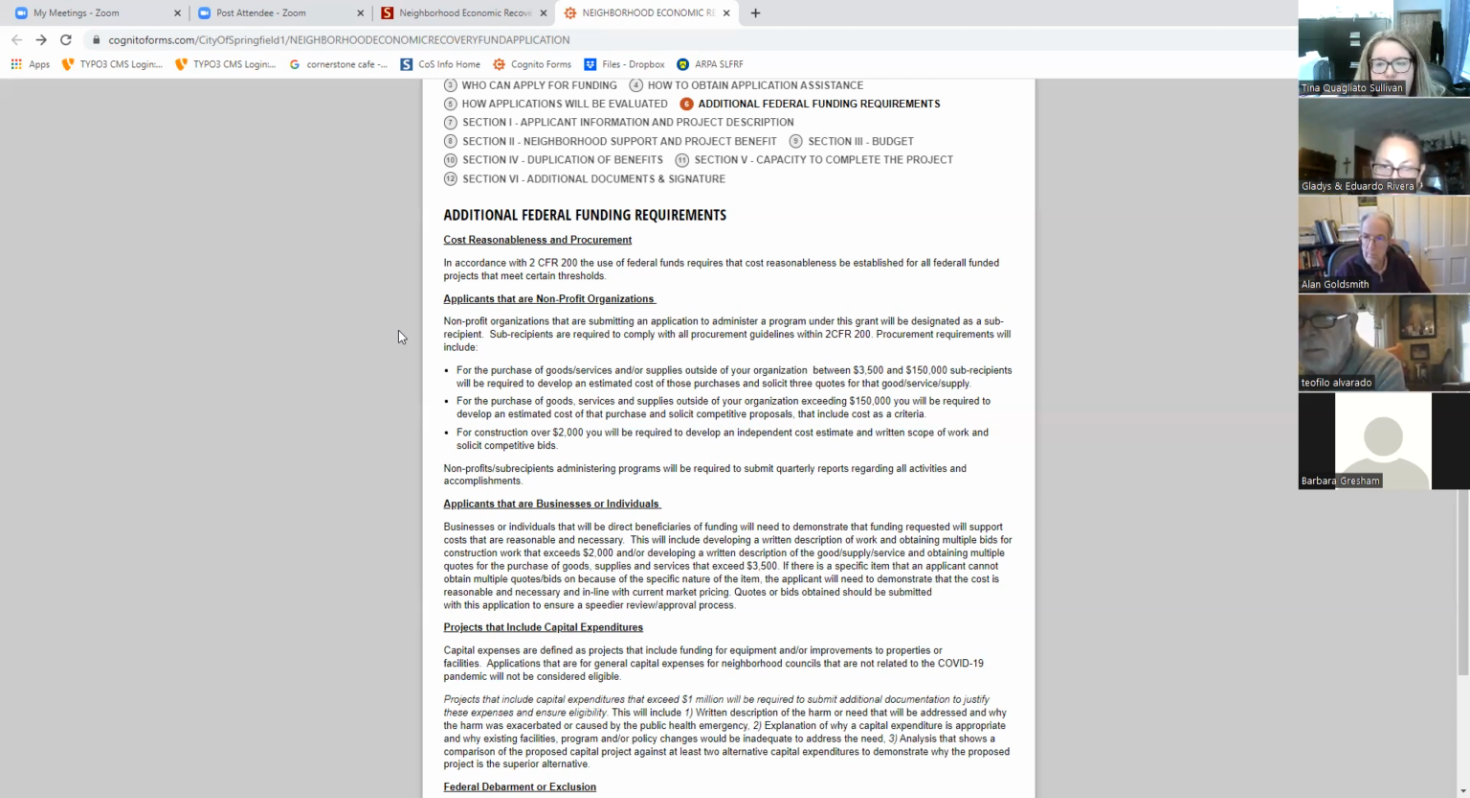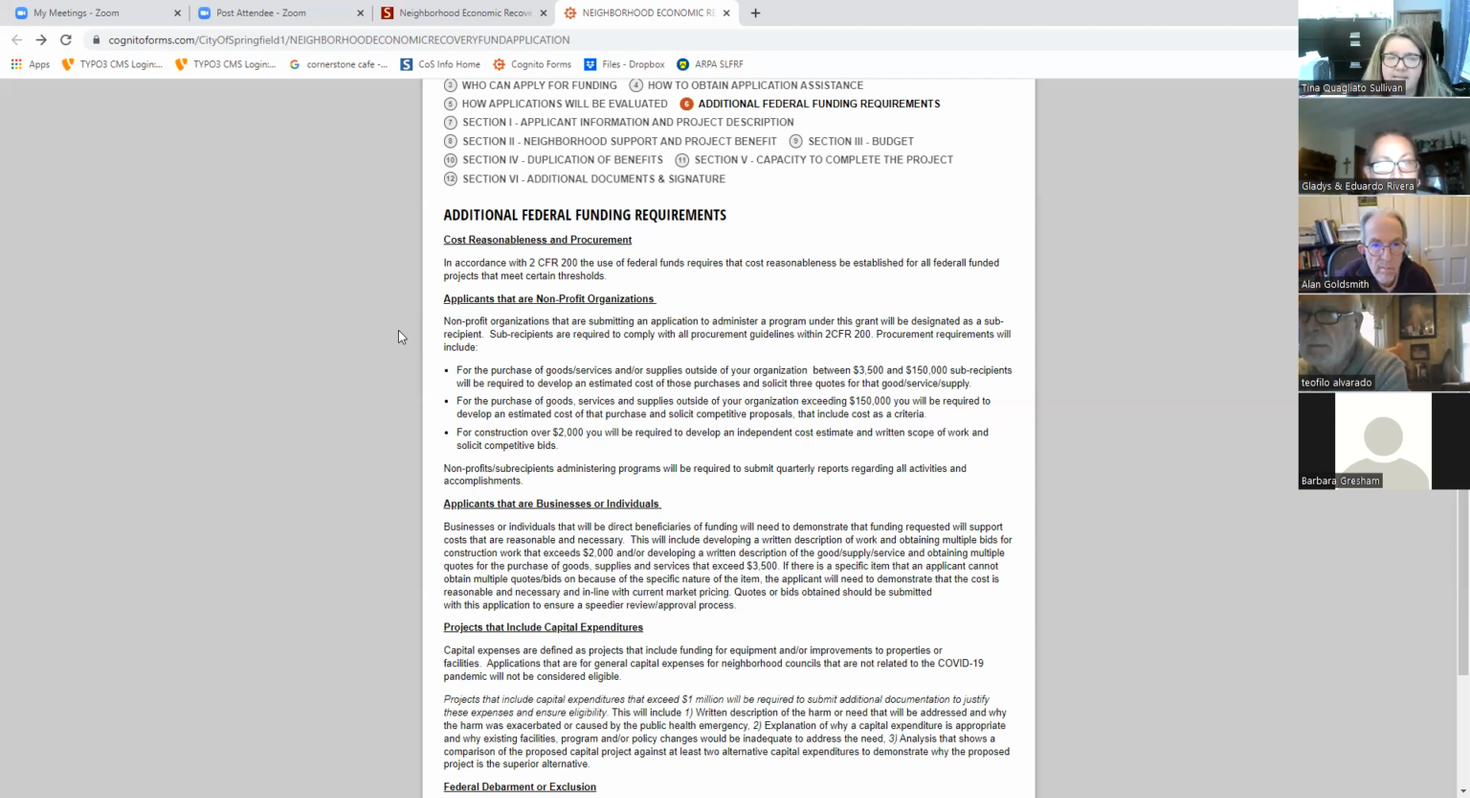Okay, so any other questions before I move on? No. Okay, so obviously this is federal funding, so there are requirements of the funding that we have no control over that will apply. So I'm going to go over those. I'm going to say they seem overwhelming, but I think when I break them down, they're not going to seem quite as overwhelming. The first one is cost reasonableness and procurement.